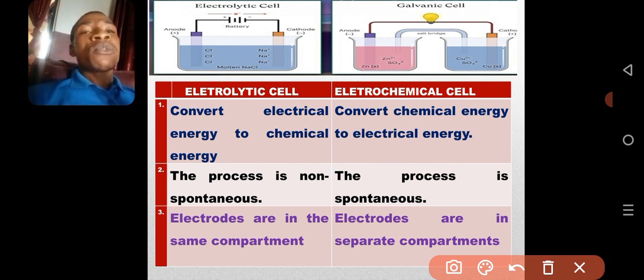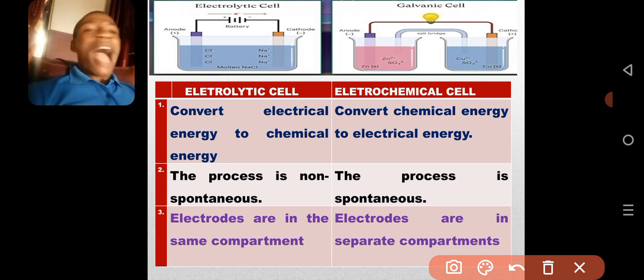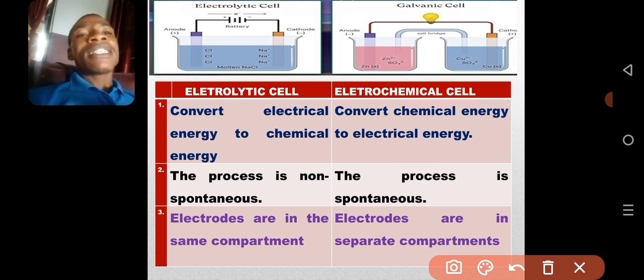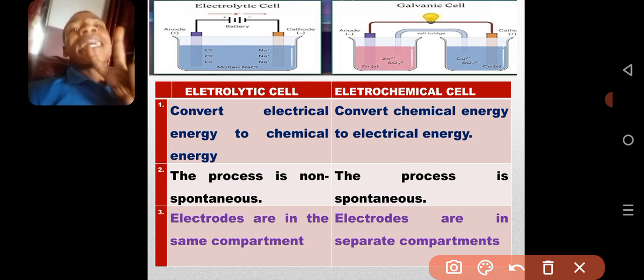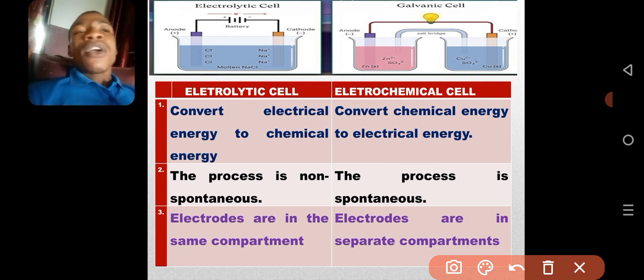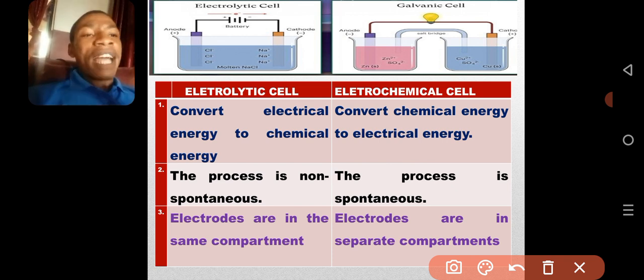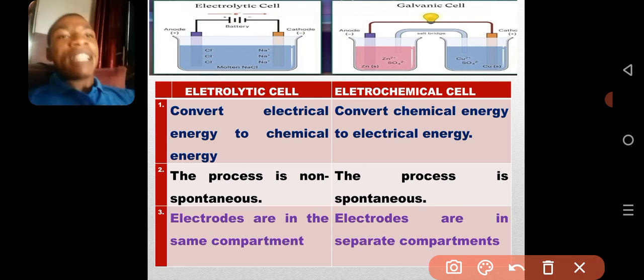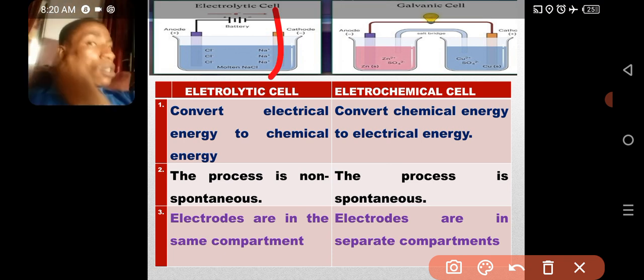But in electrochemical cell, it is spontaneous. Once you connect the lower metal to the higher metal and you put salt bridge there, if you connect two of them through wire, current will be produced. It's a spontaneous process. Then another one is that in electrolytic cell, two electrodes are inside one electrolyte, in one compartment. Whereas in galvanic cell, only one electrode is in one electrolyte. Take note of that. As you can see here, I have only one beaker, and it's inside that one beaker that the cathode and the anode are present.